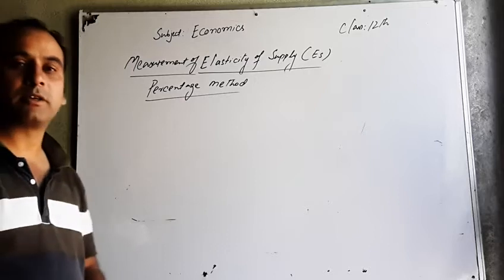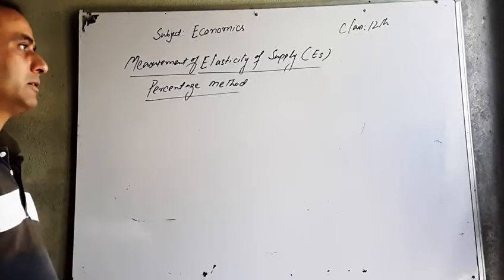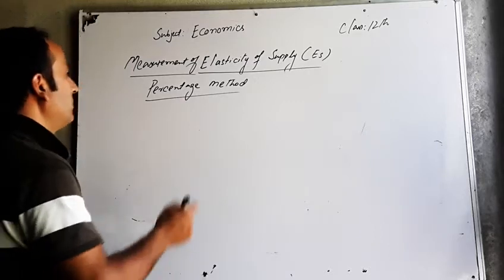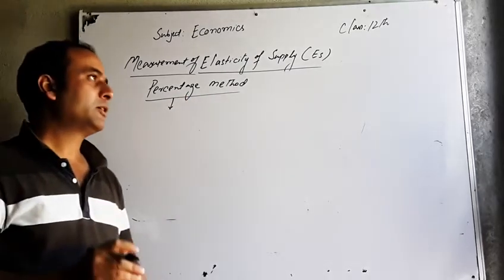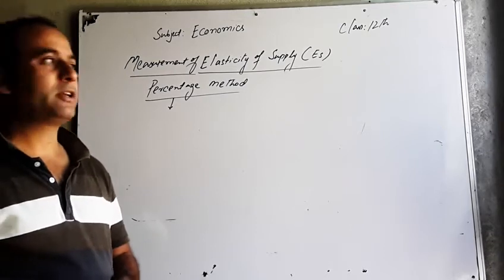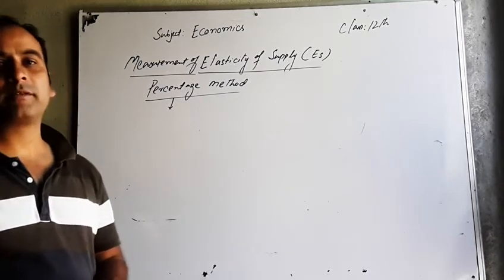Today our topic is the measurement of elasticity of supply, and the first method of measuring elasticity of supply is the percentage method. Let's discuss this percentage method. Under this method we measure elasticity of supply by dividing percentage change in quantity supply by percentage change in price.